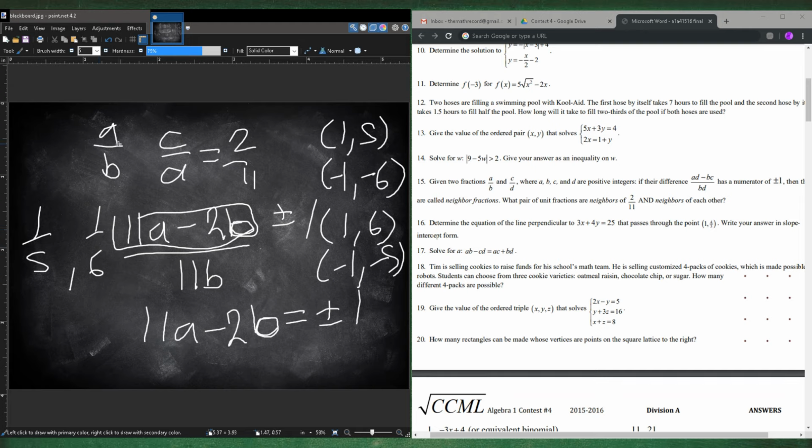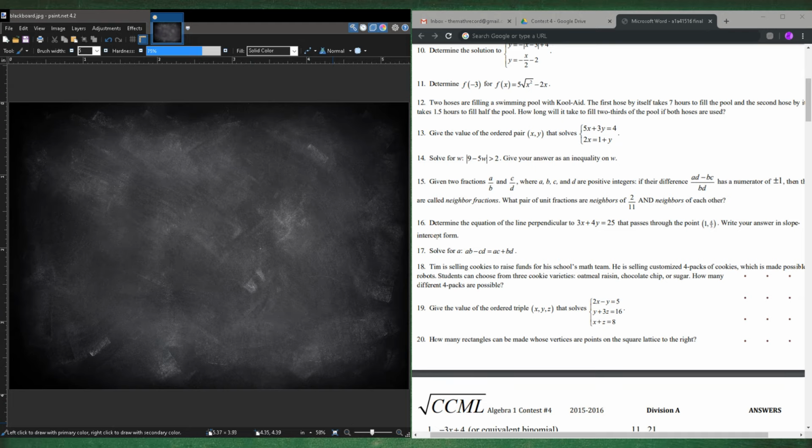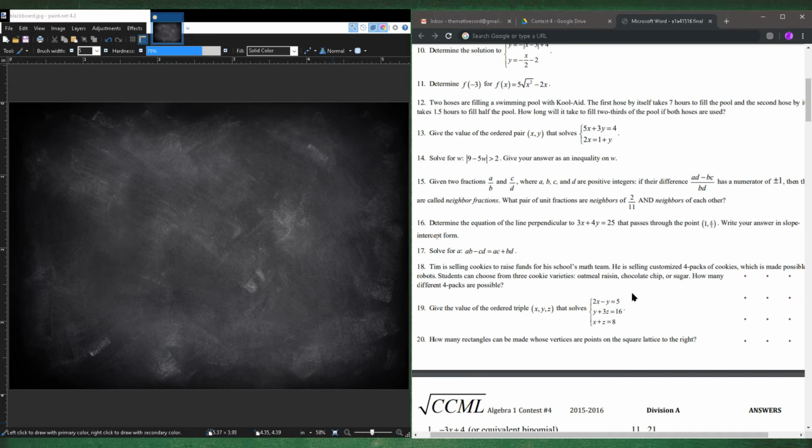Since you could just change a/b into c/d, technically these are the only two pairs. So this is the answer: 1 over 5 and 1 over 6 are neighbors to 2/11 and neighbors to each other. So those are the only two pairs. You could check if you want, but you really don't have to.